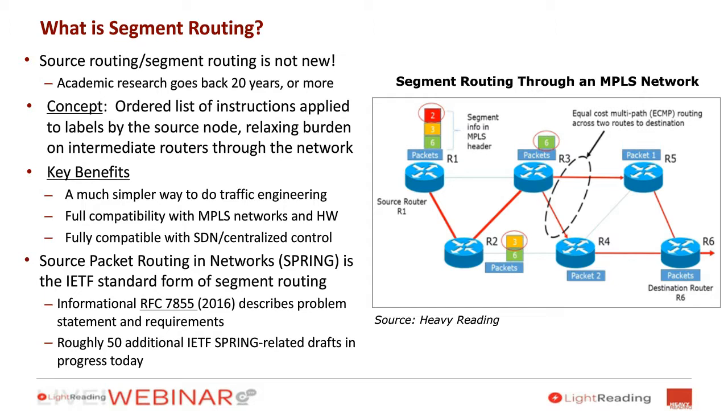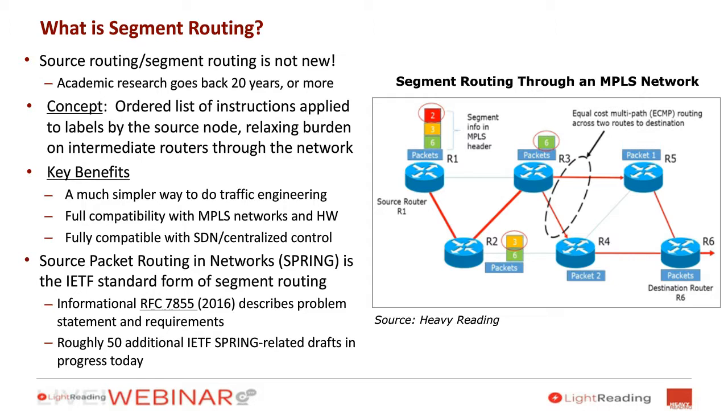The label stacks provide all of the instructions that these packets need to get to their end destination. If you look at the diagram on the right, the source node R1 has the segment info in the MPLS header. The destination router in this very simple diagram is R6, and all of the instructions needed to get there start from the very first router. In this case, we show just three labels. Again, it's a simple diagram, but in reality, several studies have shown that most, not all, destinations can actually be reached with just two or even one label being applied. So that's one aspect of the simplicity of this technique and why it's of interest.